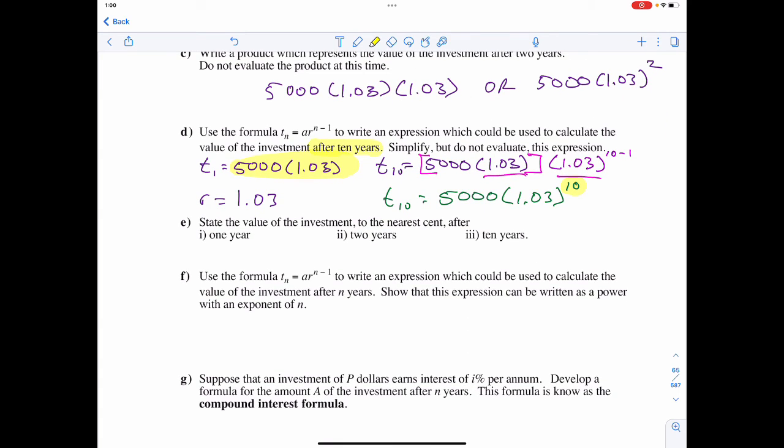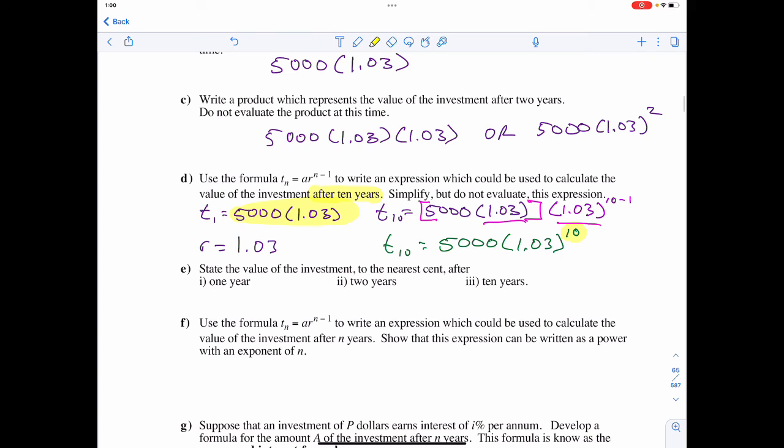If it wants the value of the investment to the nearest cent after 1 year, after 2 years, or after 10 years, that's where we're going to put in the values that we had. So if I have 5,000 times 1.03, after 1 year, it's going to be worth $5,150. If I took 5,000 and multiplied it by 1.03 to the power of 2, it's going to be $5,304.50. And if I did 5,000 times 1.03 to the power of 10, after 10 years, it's going to be worth $6,719.58.